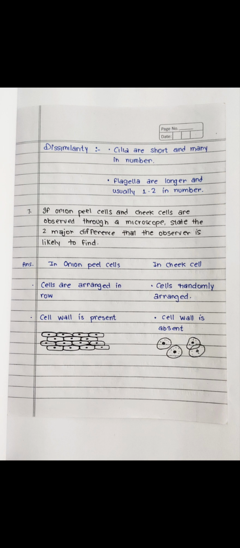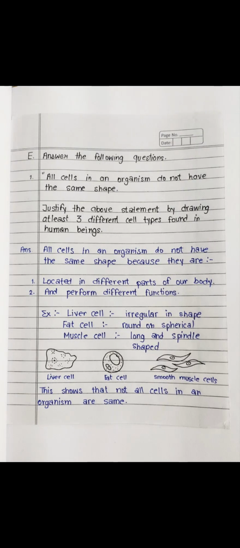Answer. In onion peel cells, cells are arranged in a row. In cheek cells, cells are arranged randomly. In onion peel cells, cell wall is present. In cheek cells, cell wall is absent. Part E. Answer the following questions. Number 1. All the cells in an organism do not have the same shape. Justify the above statement by drawing at least 3 different cell types found in human beings.